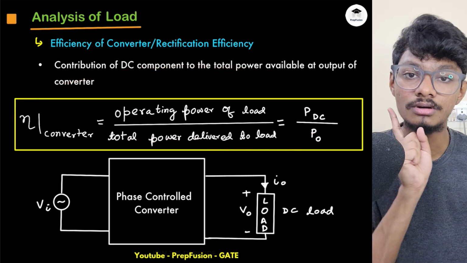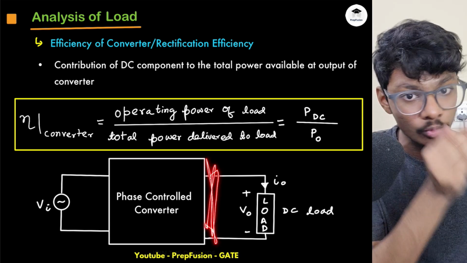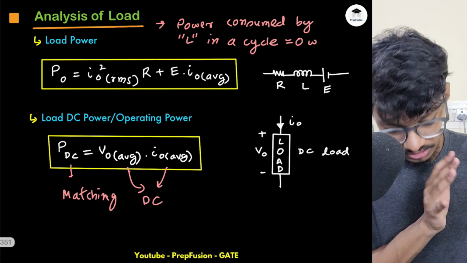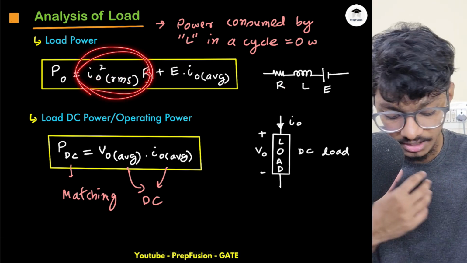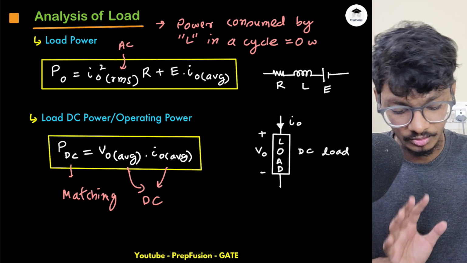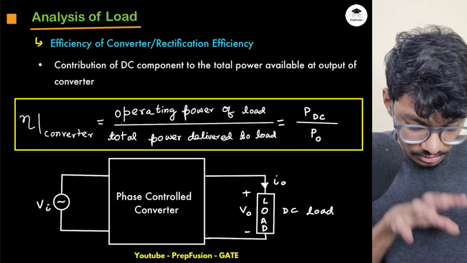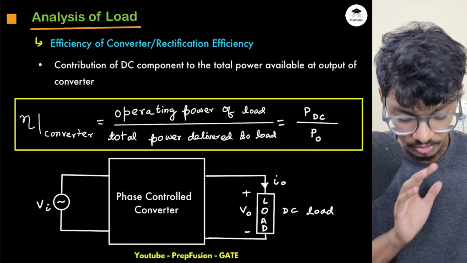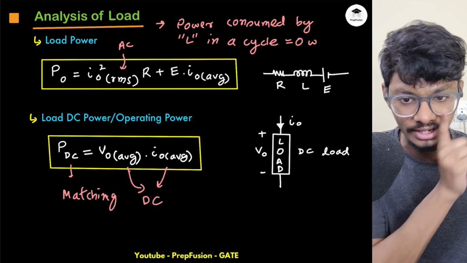It is PDC upon PO. So converter is giving me some output power here, right? It won't be totally DC. Some of it will be AC, as seen from this IO RMS squared into R, because this is not DC, right? Here there is an AC component present in this current, right? That's why it will dissipate some power. So that's why we need to find out the ratio, and this will give us the DC power. I will also prove how I get this VO average while we do the analysis of a rectifier.